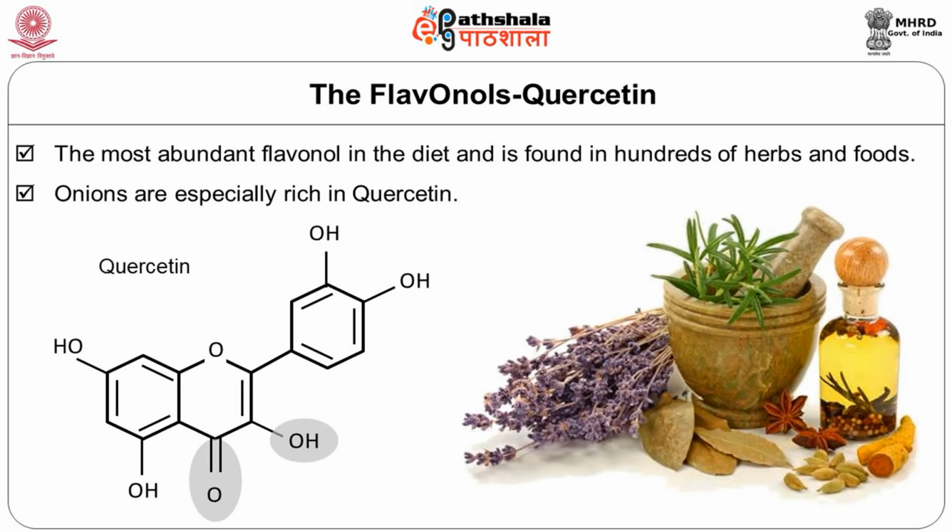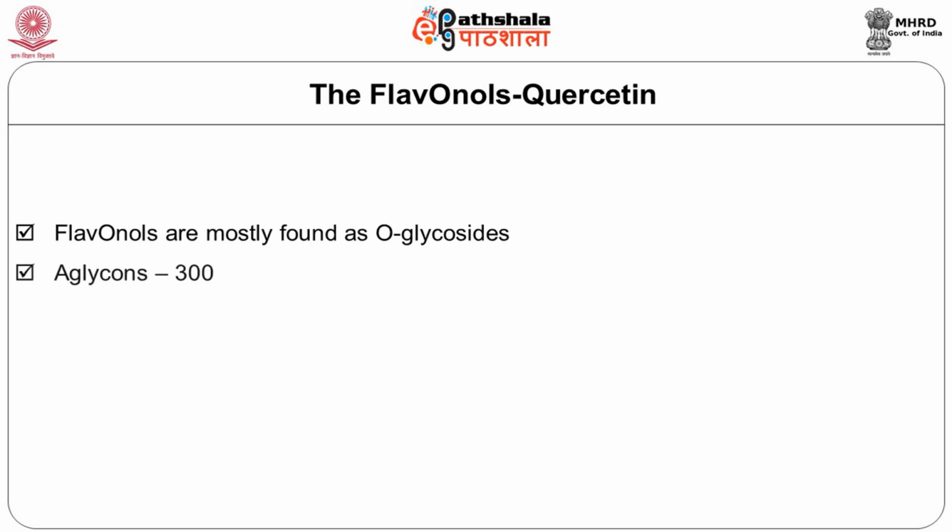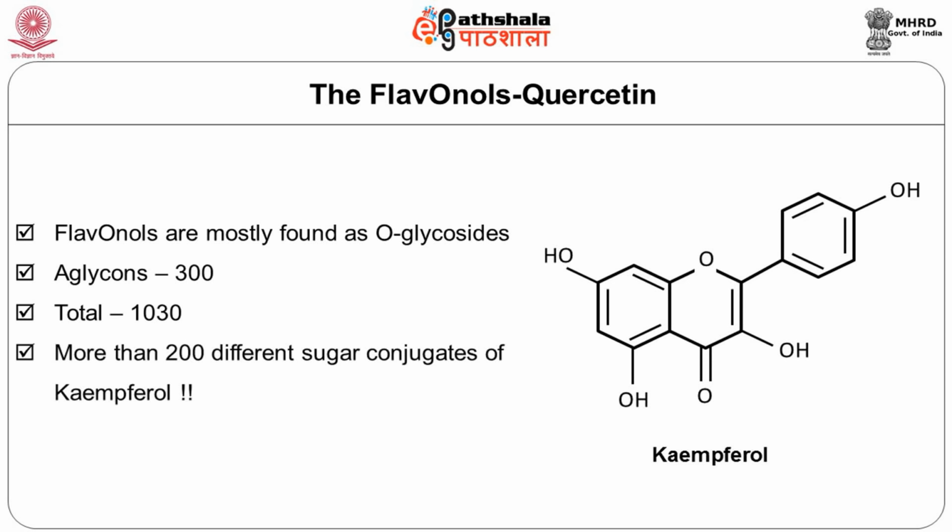The flavonols, quercetin, are mostly found as glycosides. If you look at their composition, an example is kaempferol, which is an aglycone. When it is attached to a glucose molecule, it becomes a glycoside. So, there are more than 200 different sugar conjugates of kaempferol present in the plant system.